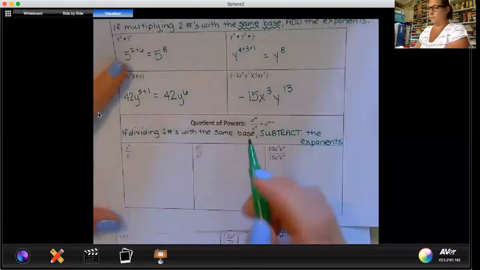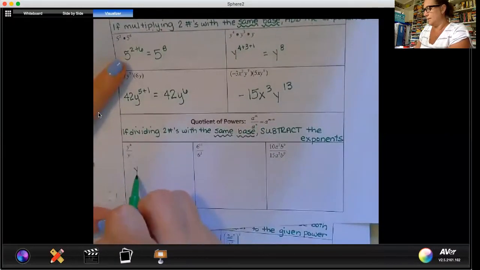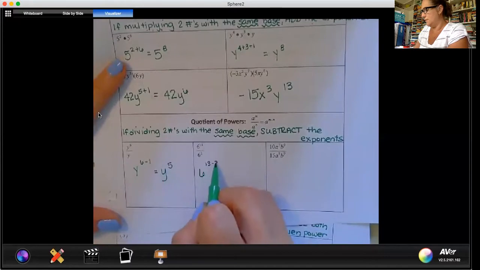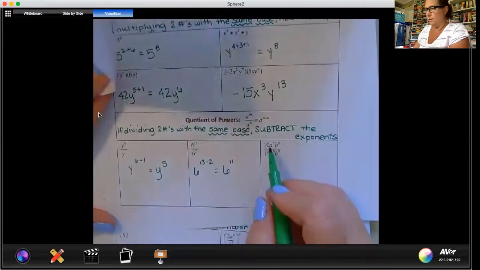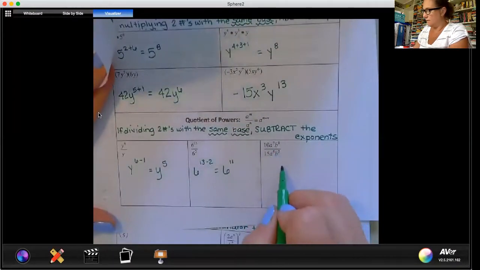If dividing two numbers with the same base, you subtract the exponent. So y to the 6th minus 1 is y to the 5th. 6 to the 13 minus 2 is 6 to the 11th. And then here you're going to divide. So they both have a common factor of 5, so that would be 2/3.